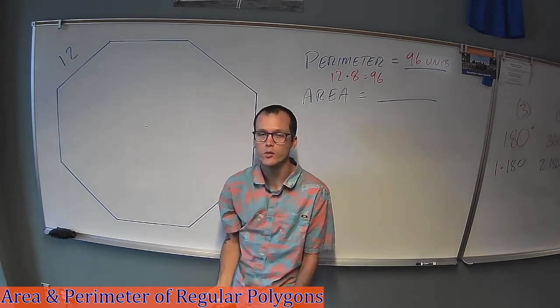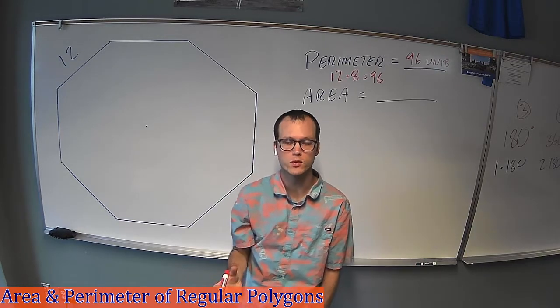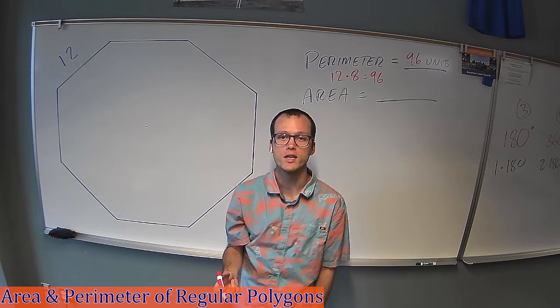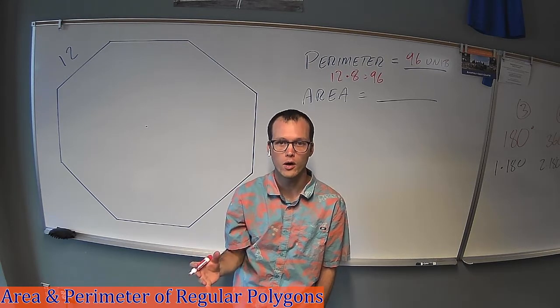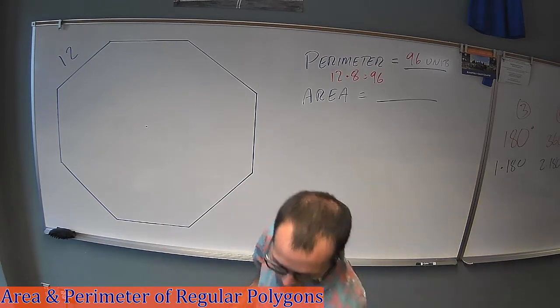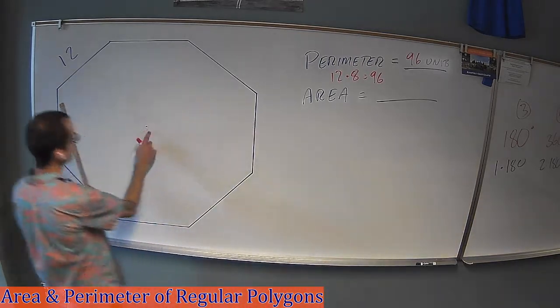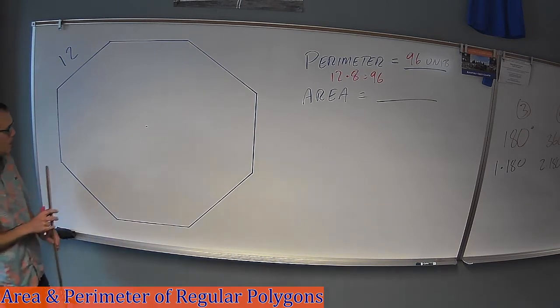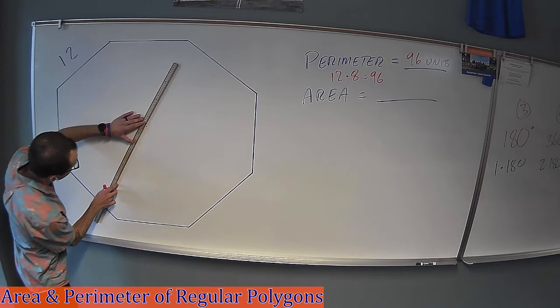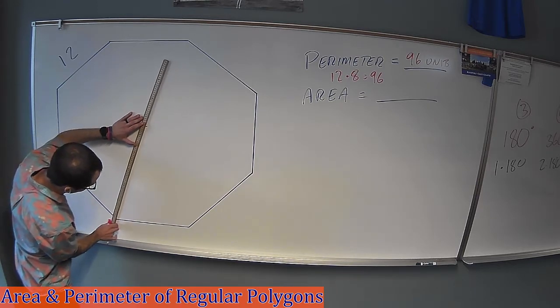Now we're going to dive into the area. This is a little bit more complicated, but we're going to break it up into shapes we're familiar with, just like we've done with other composite figures. And we're going to create a general rule that will work with all regular polygons, not just octagons. So the first thing I want to point out is if we have a center of this thing, just like a center of a circle, we can connect that center to each vertex.